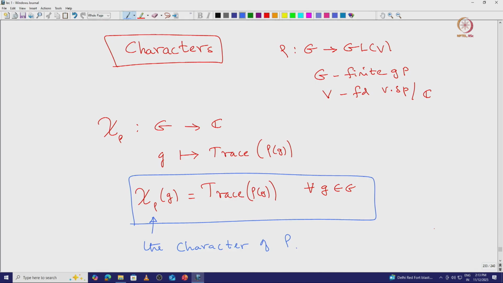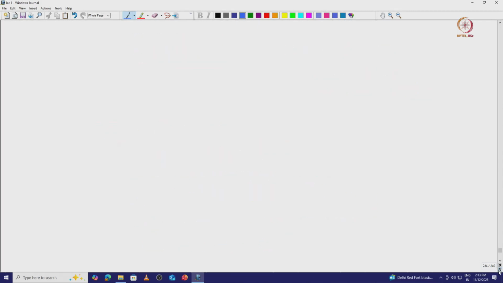Ultimately we want to prove that the character completely determines the representation up to equivalence. For that we need to understand some properties of the characters. So, let us start with some basic properties.